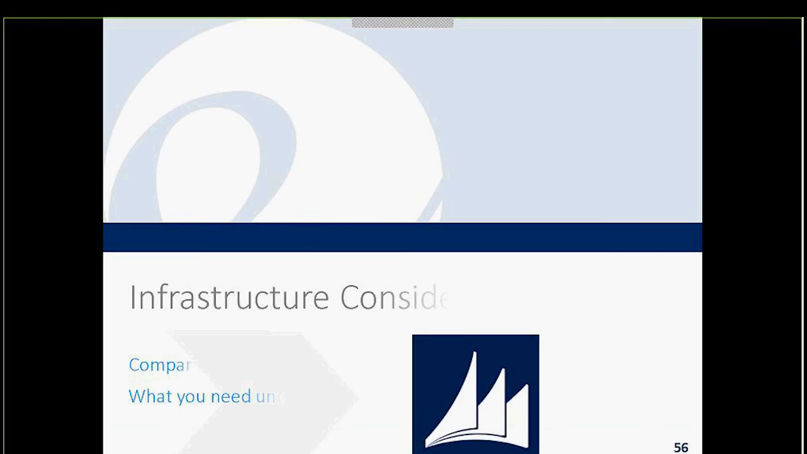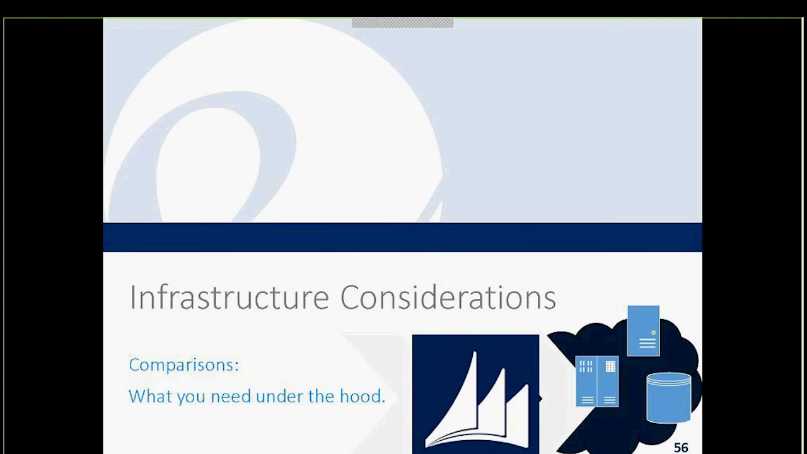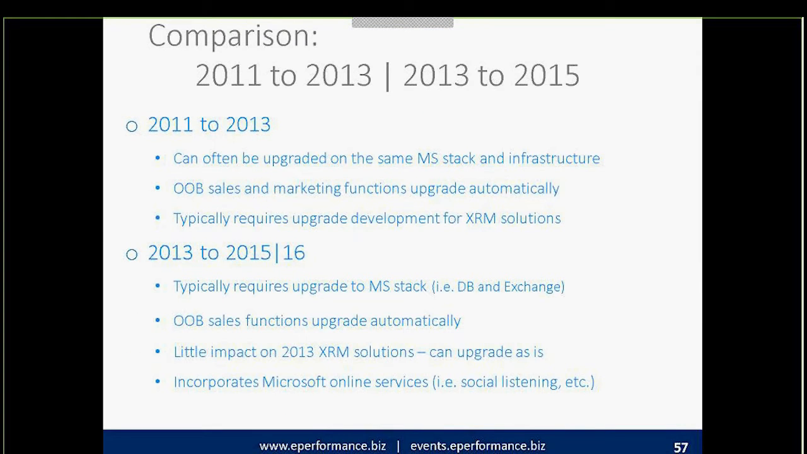So on to infrastructure considerations. We'll do some comparisons and what you need under the hood. Some basic contrasts, if you go from 2011 to 2013, or if you go from 2013 to 2015, or 2016 is very, very similar. From 2011 to 2013, you can often be upgraded on the same MS stack and infrastructure. There's usually very little upgrade. There's a lot of reason why people go to 2013 and not to the latest versions, and a lot of it has to do with the version of Exchange that they have, the version of SharePoint that they have, etc.